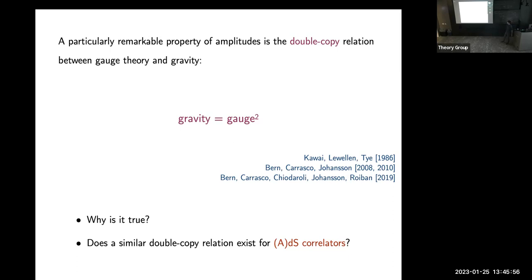So the kind of questions that people ask is whether this relation, first of all, in asymptotically flat spacetime, generalizes to all orders in perturbation theory. That's one question. And another question is whether this relation really generalizes beyond flat spacetime. So these kinds of questions are being explored by many people in the field in all kinds of directions. The particular question that I'm going to focus on in this talk is this one. Does a similar double copy relation exist for dS and AdS correlators? Okay? And hopefully by the end of the talk, you will be convinced that the answer is positive.